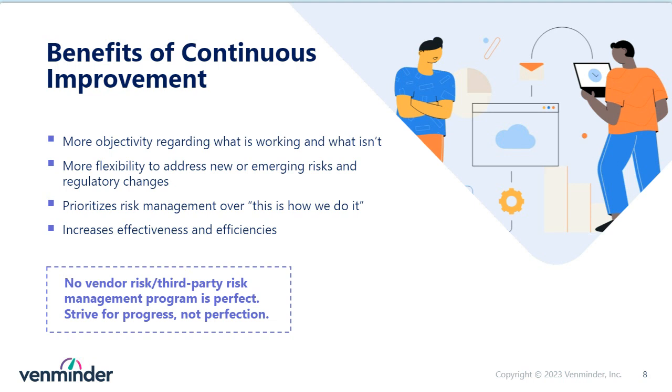And additionally, when you look at continuous improvement versus just taking steps for maturity, it's going to give you a lot more flexibility with how you address those issues like new risk or regulatory changes. And that continuous improvement objective is going to help you prioritize managing risks versus being stuck in a "this is how we do it" mindset. And finally, it just really helps you increase effectiveness and efficiencies within the program. Always remember, no matter what, no program is perfect. So always strive for progress and improvement, not perfection.